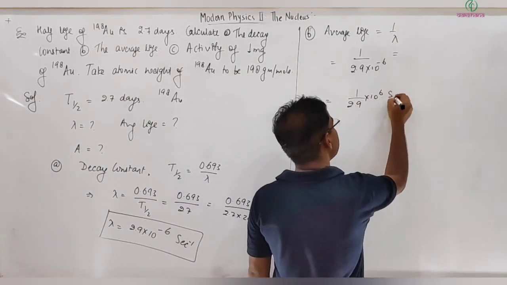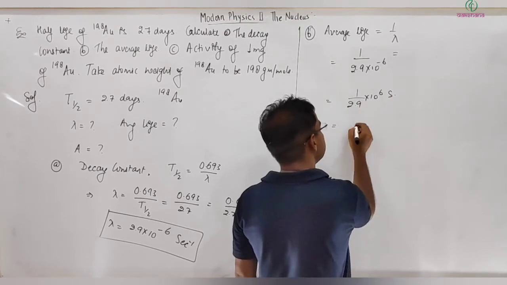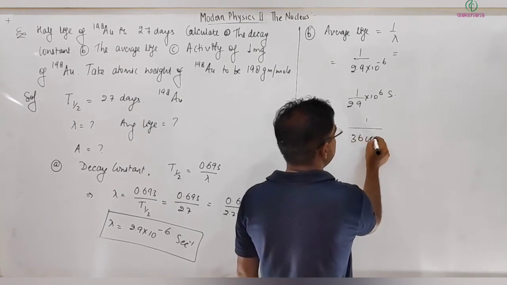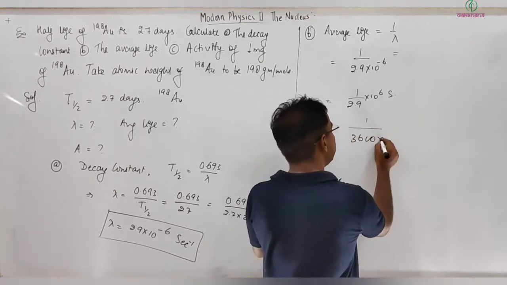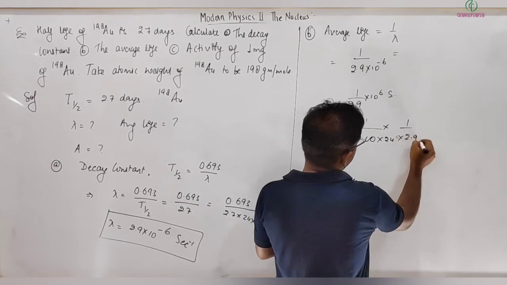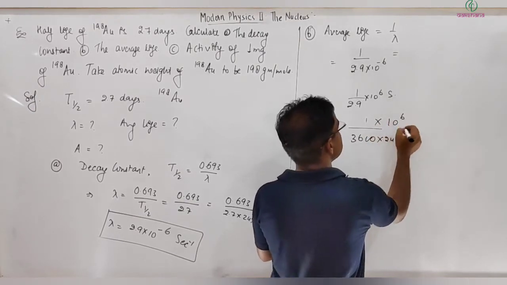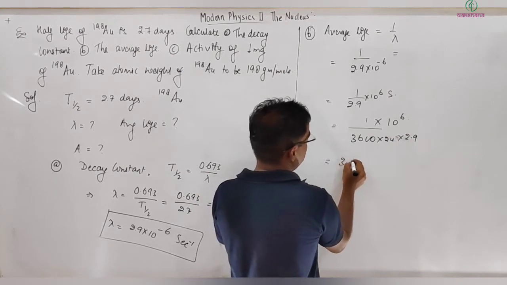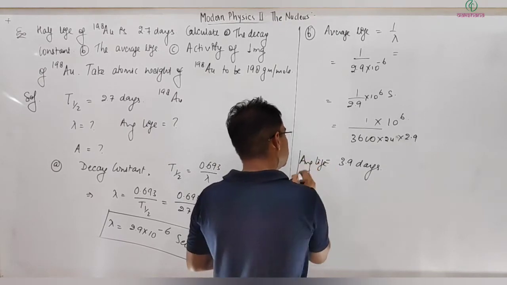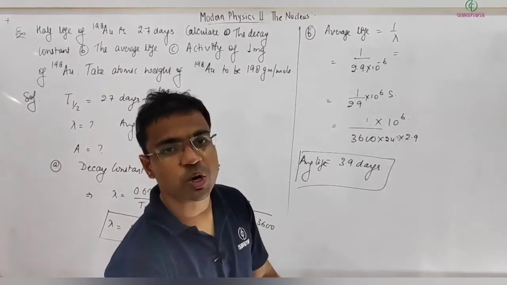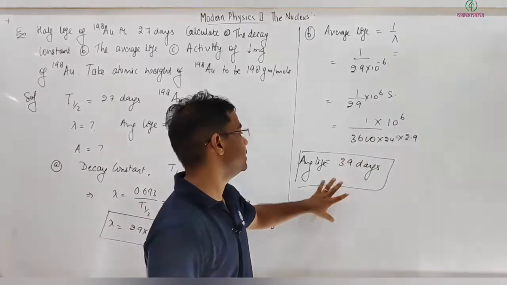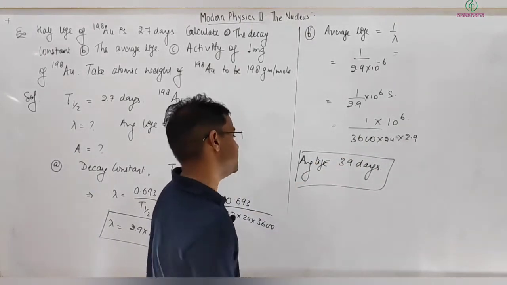This average life will be in seconds, and I can convert it to days. So dividing by 3600, multiplied by 24, into 1 by 2.9 multiplied by 10 to the power 6, we get an average life of 3.9 days. Just the calculation is there, you need to do it properly. I'm directly writing the result here and not going for the exact multiplication. Conceptually it's a very simple, straightforward problem.